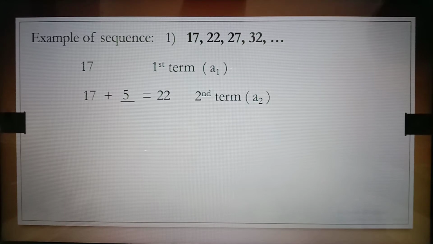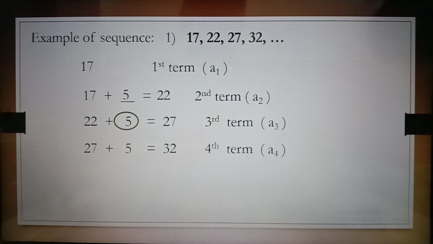Anong ibig sabihin natin? Na anong idadagdag natin na number sa 17 para ito ay maging 22? Of course, it is 5. And now, the second term is 22. So, sa 22, magdadagdag naman tayo o mag-a-add ng 5. So, 22 plus 5 equals 27. And that is now the third term or a sub 3.